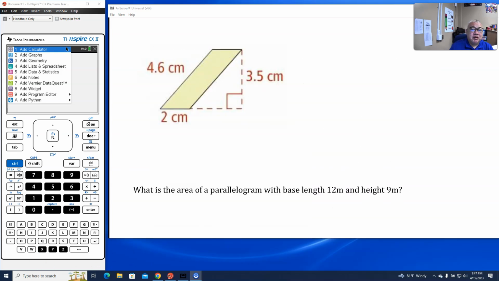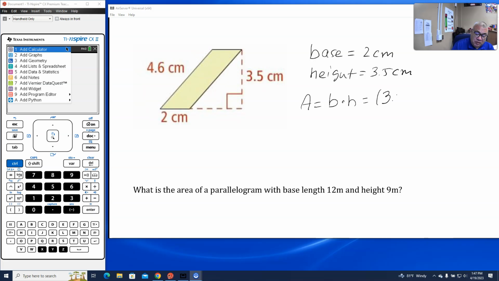Here we notice that the parallelogram is kind of slanted, but we're still given the height, and we're still given the base measurement. The base measurement is 2 centimeters, and the height is given as 3.5 centimeters. So the area of the parallelogram is going to be base times height. In this case, it's going to be 3.5 times 2. So the area is going to be 7 centimeters squared, or squared centimeters.